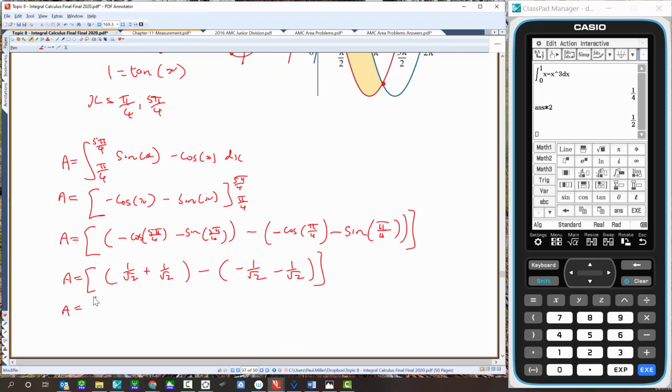Okay, so this one here is going to be 2 over root 2, subtract negative. So this is going to be take negative 2 over root 2, which will add it, which is area equals 4 over root 2 units squared. Okay, let's try it out.